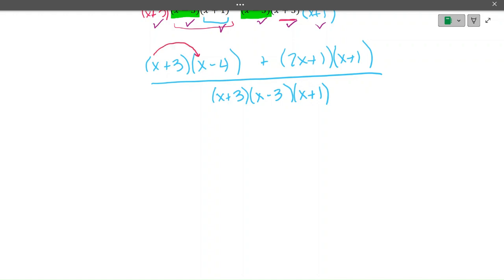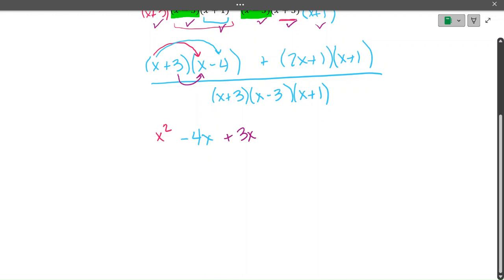So we have x times x, which is x squared. We have x times negative 4, which is negative 4x. We have 3 times x, which is 3x. And we have 3 times negative 4, which is negative 12. Okay, so that is FOILed out or distributed out. And now we need to add that to what we have here.